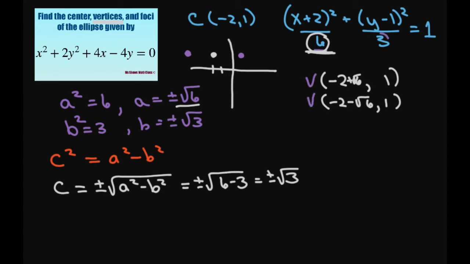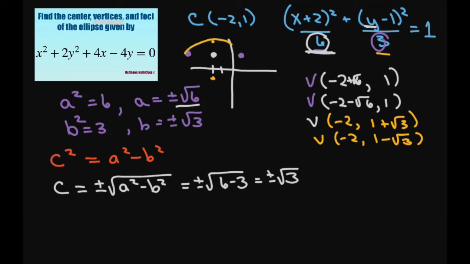So that's your vertices. Now for your y, your y is vertical. So for your y, you take your center, negative 2, comma 1, and under the y, we're adding square root of 3 and subtracting square root of 3. Square root of 3 is approximately 1.73. So you're going up close to 2 and down close to 2. So it's something like this.